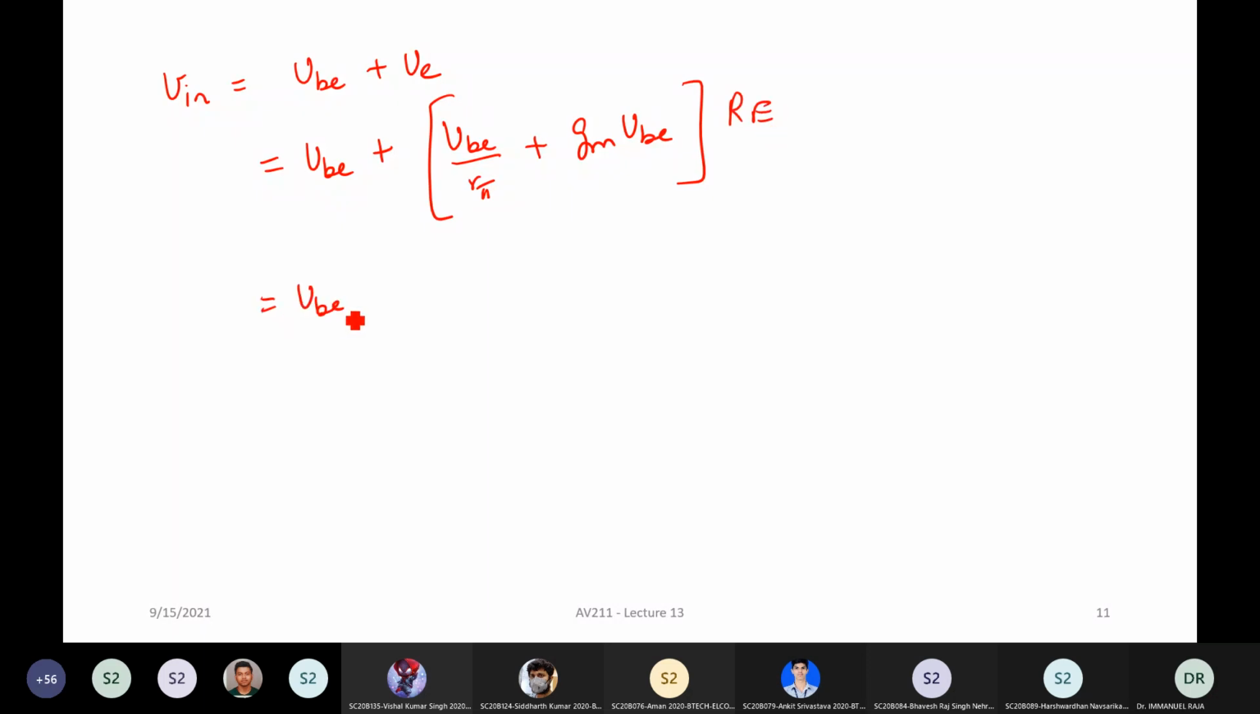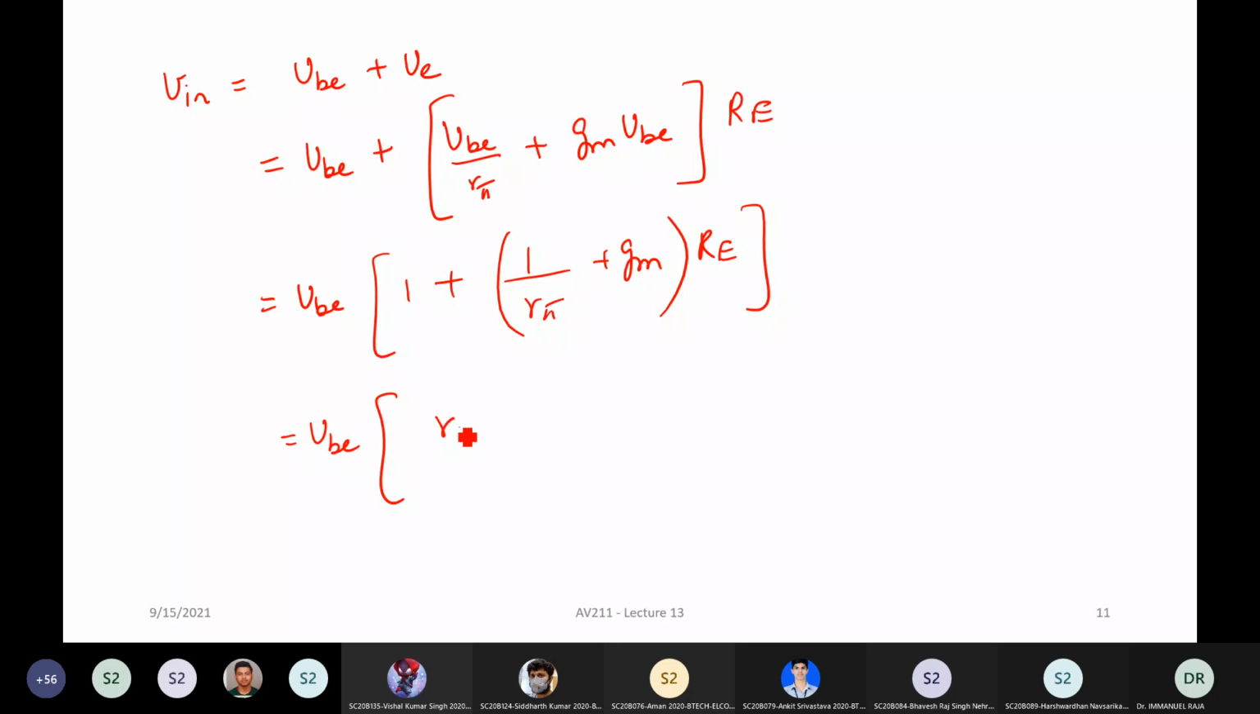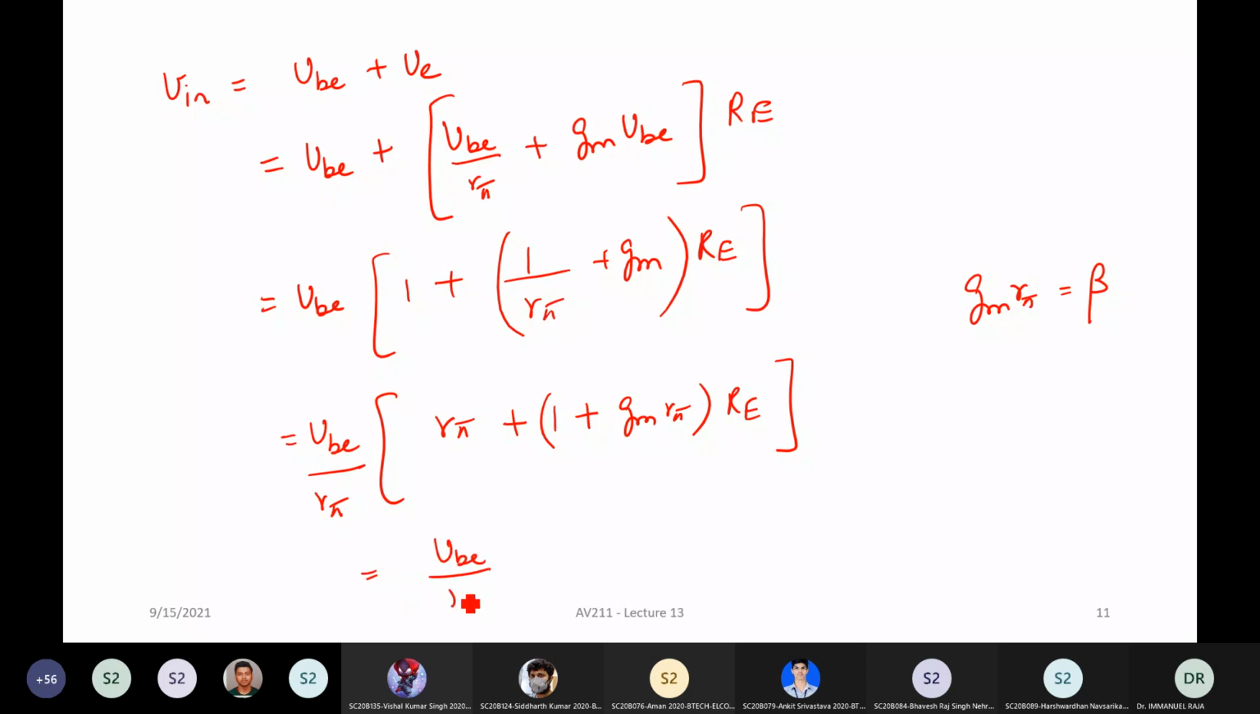Now let's take this VBE out common. So you have 1 plus 1 by R pi plus GM into RE. Correct? This is what we get. Now, if you do some simplification here, you can take R pi out as common. You have R pi plus 1 plus GM R pi into RE. Now, this GM R pi is what? Beta. Correct. So this can be written as VBE by R pi multiplied by R pi plus 1 plus beta times RE.